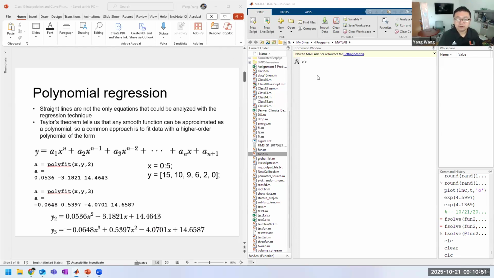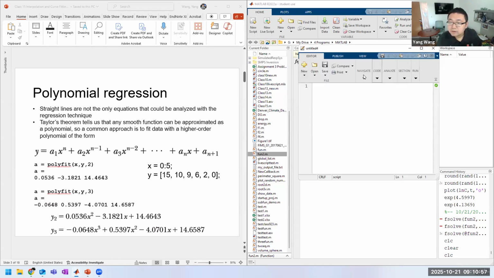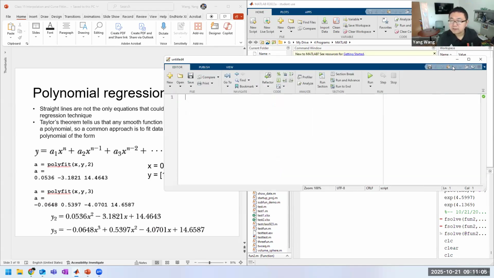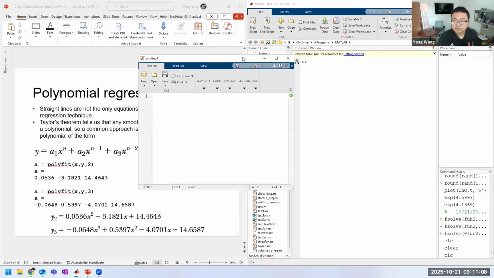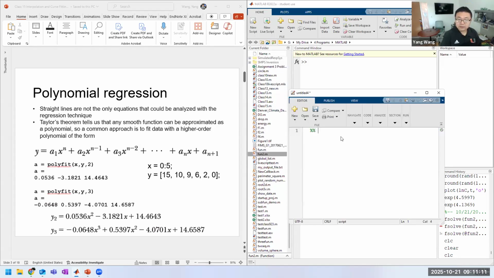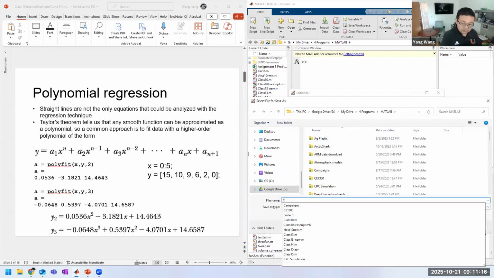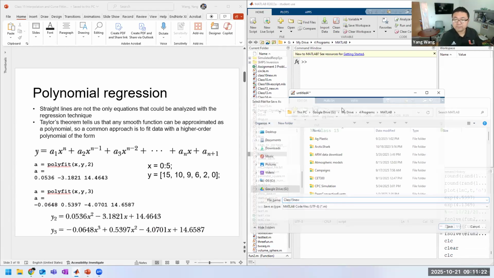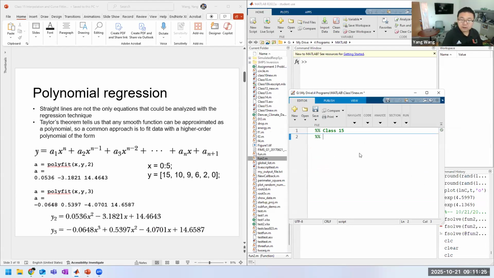Okay, so let's create a new script. Let's bring this script to MATLAB, or let's just use this way. Okay, we can just type in this way. Then let's create something with class 15. Let's name this 15, and just call it new because I already have this file here. Okay, so the first one, higher order regression.